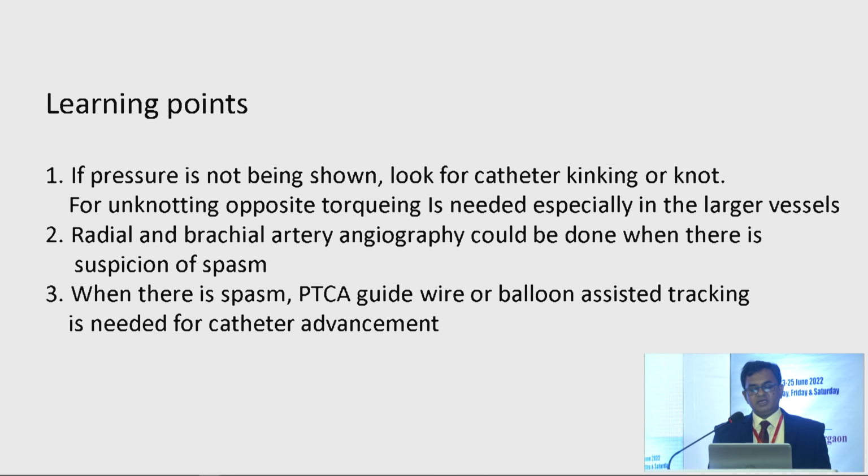Radial and brachial artery angiography could be done when there is suspicion of spasm. Once upon a time, there was a tradition that after cannulation, we just see the radial artery angiogram. Not likely in every case. If any obstruction is there for advancement of the catheter or wire, then we could see the radial angiography or brachial angiography. When there is a spasm, PTCA guide wire or balloon-assisted tracking is needed for catheter advancement, as I have shown you in my third case.